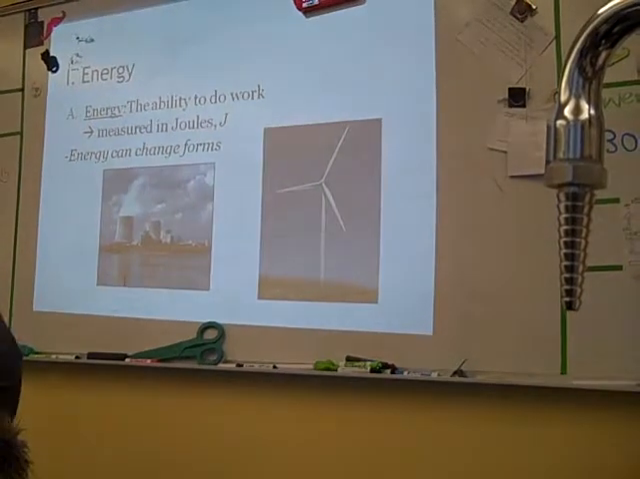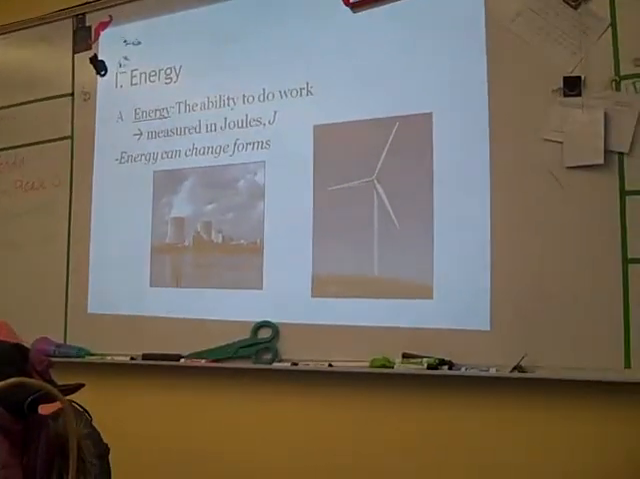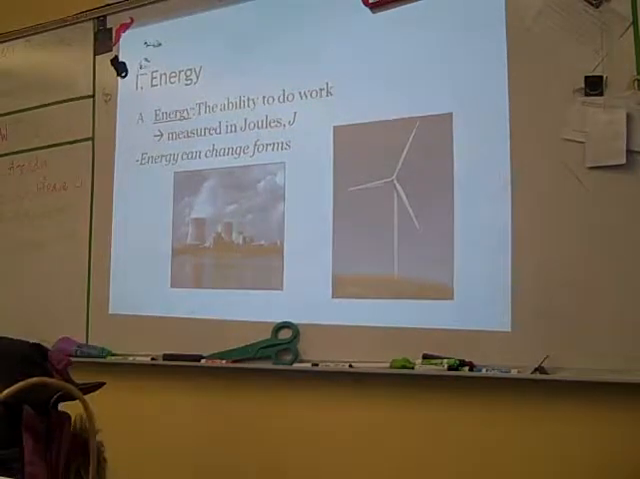Energy. Go, Noah. Joules. Everyone say joules? Joules. Okay, so you're going to write the ability to do work, and then measured in joules is on the bottom right in that little square there. The ability to do work is measured in joules. Joules. Make sure you're spelling it right.